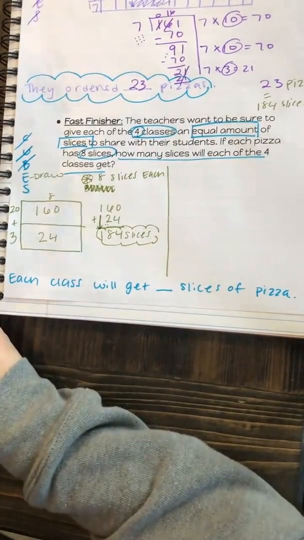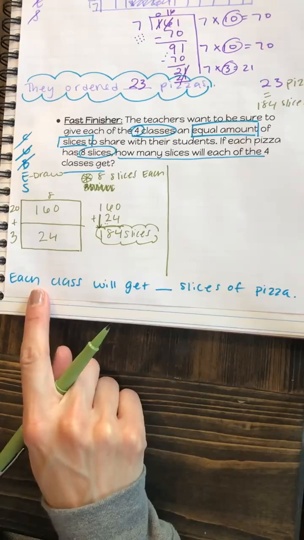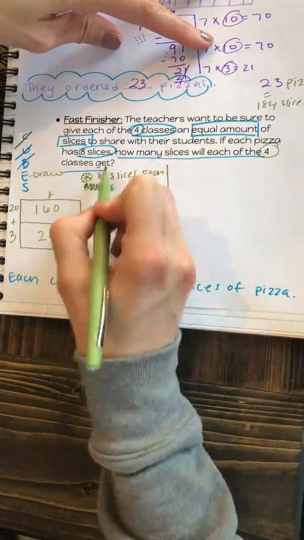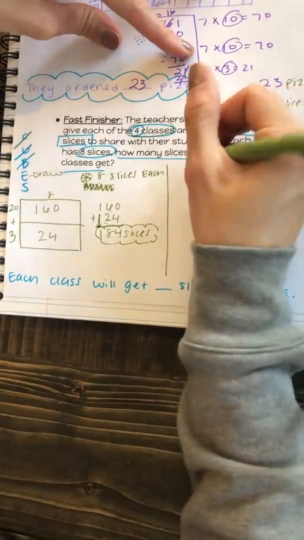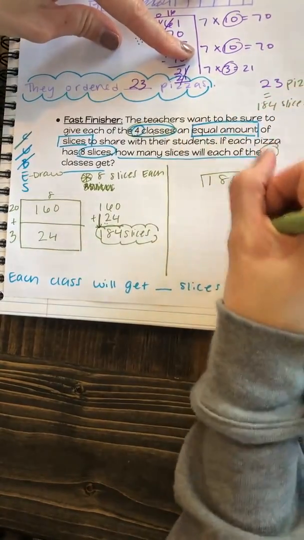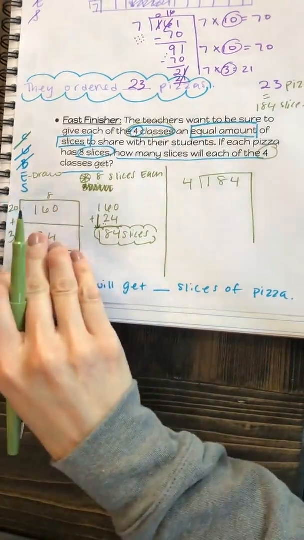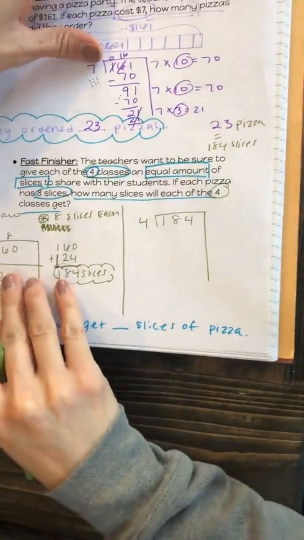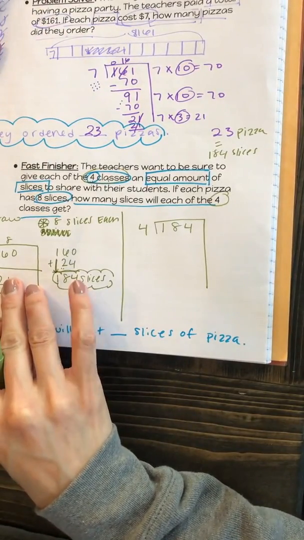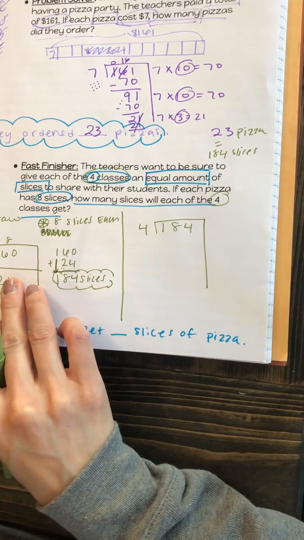Because we don't need to know how many total number of slices we have. We want to know how many slices each class will get, okay? And we have 4 classes, so I should have circled that earlier, guys, I'm sorry. 4 classes, oh, we did up here, okay. So, I'm gonna take 184, and I'm gonna divide it by 4, okay? Now, just like we did up here, use friendly numbers. If you're still getting your mind wrapped around partial quotients, just use numbers like 10, 20, 30, whatever makes sense to you, whatever you feel comfortable multiplying with.